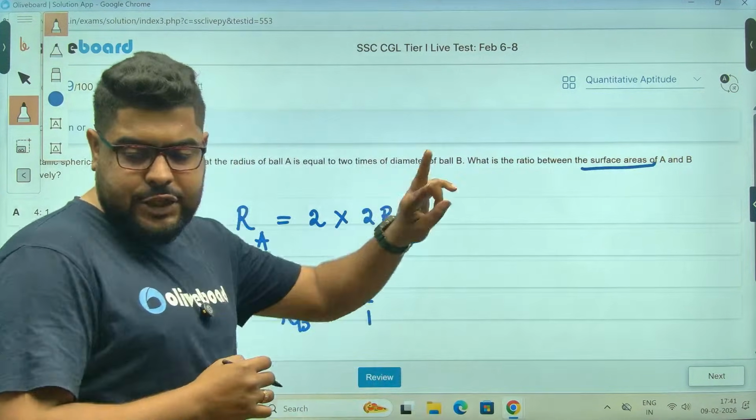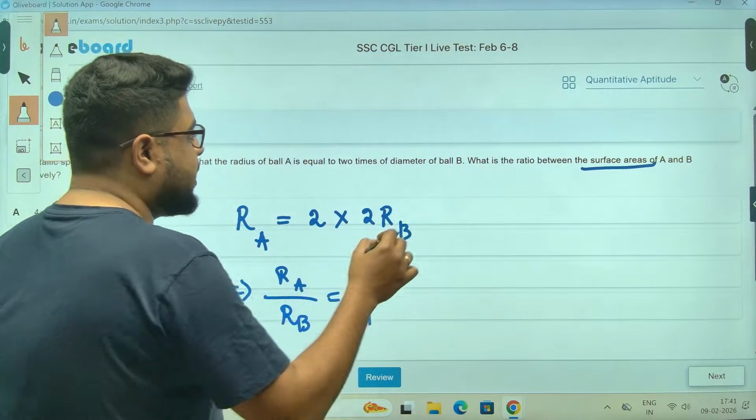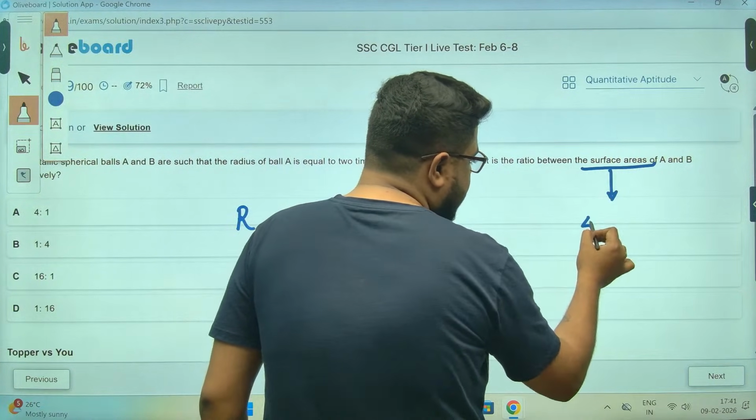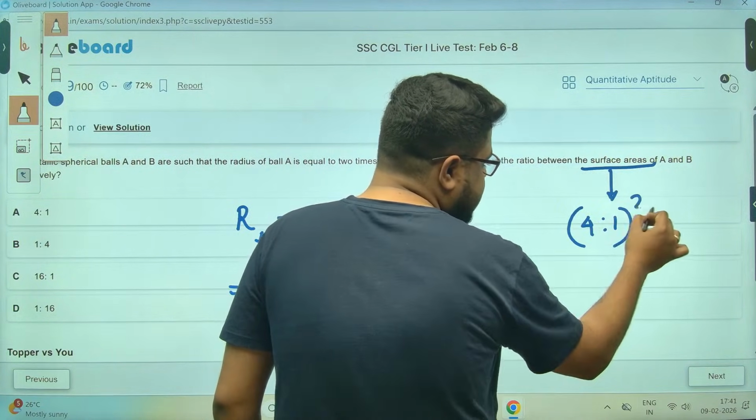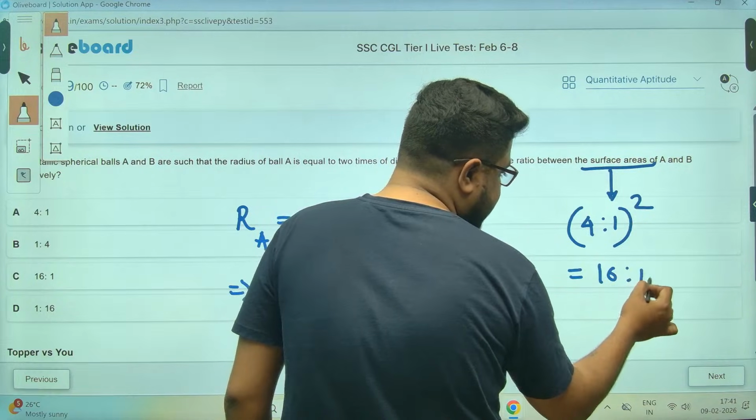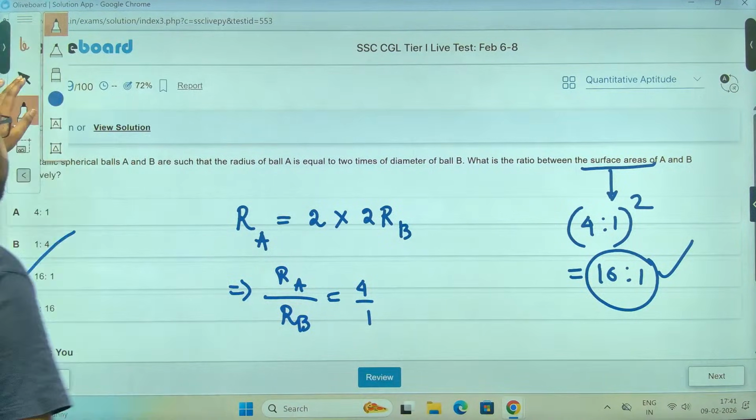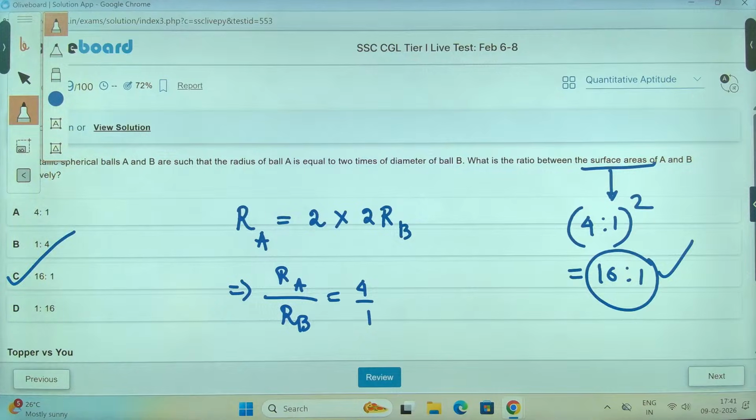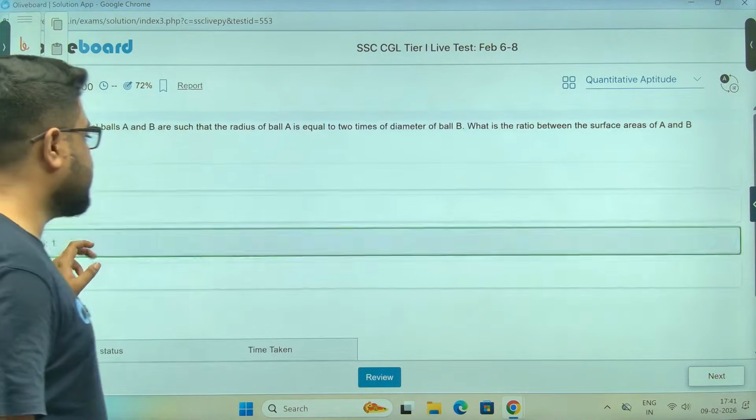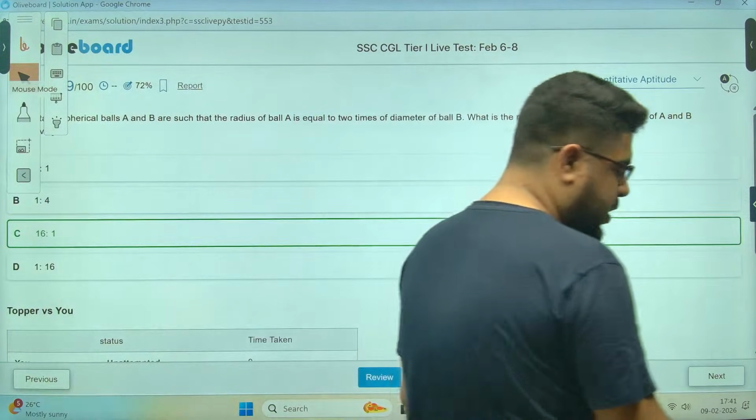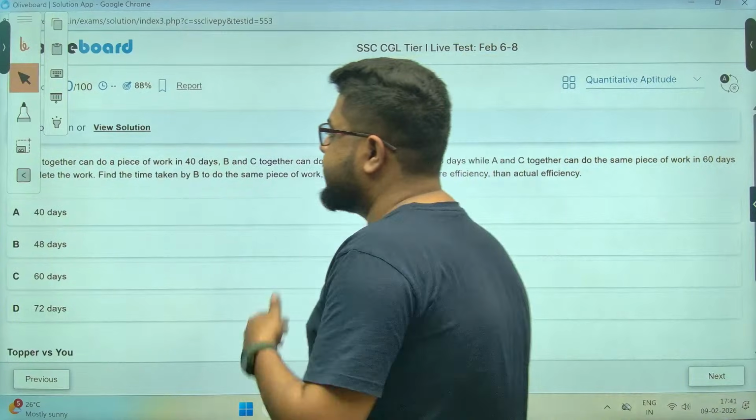Area ratio means r square. So the surface area ratio will be 4:1 whole square, meaning 16:1, sir. They are asking, so option number C is the correct answer. That is 16:1. You do not need to do anything over here.